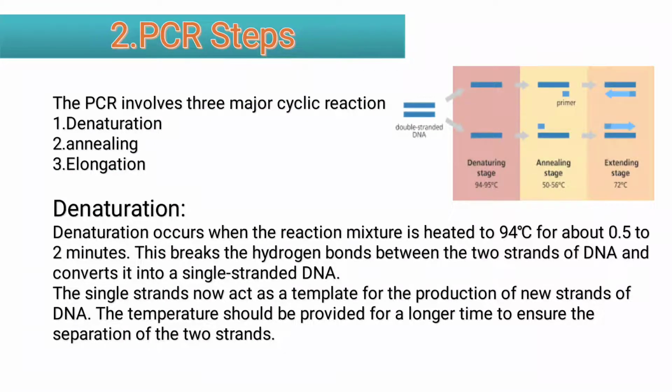And now coming to the methodology of PCR. The PCR involves three major cyclic reactions: denaturation, annealing, elongation. Denaturation occurs when the reaction mixture is heated to 94 degrees centigrade for about 0.5 to 2 minutes. This breaks the hydrogen bonds between the two strands of the DNA and converts it into single-stranded DNA. The single strands now act as a template for the production of new strands of DNA. The temperature should be provided for a long time to ensure the separation of the two strands.